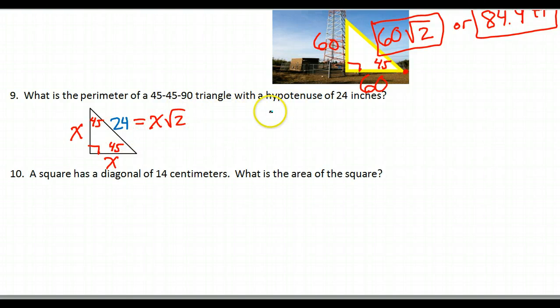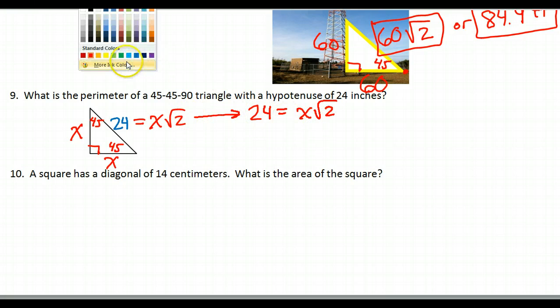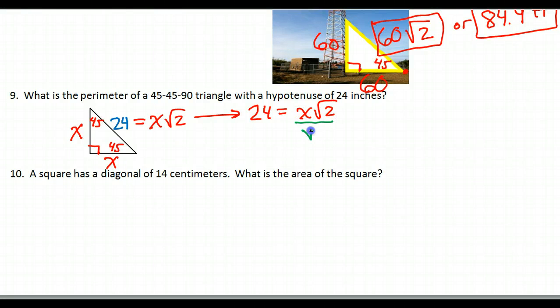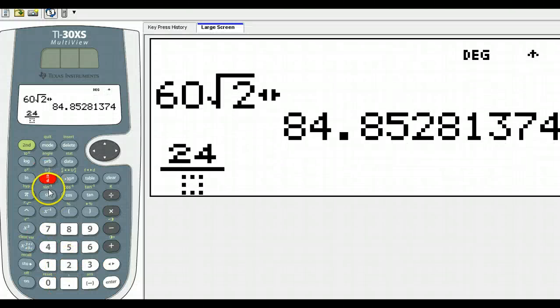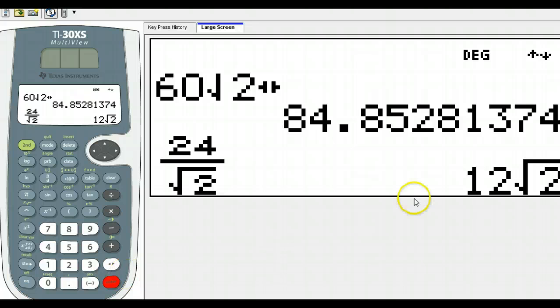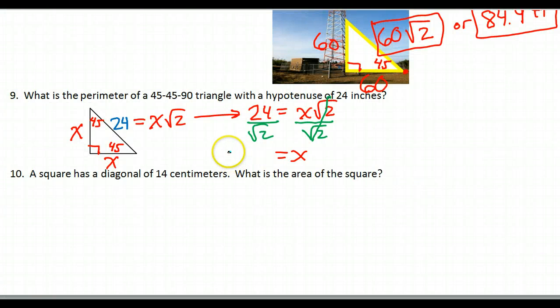So let me bring this equation over. 24 equals x radical 2. I'll just copy that over. But if I want to get x by itself, I need to divide both sides by radical 2, like this. That's going to get x by itself. So 24 divided by radical 2. That's 12 radical 2.